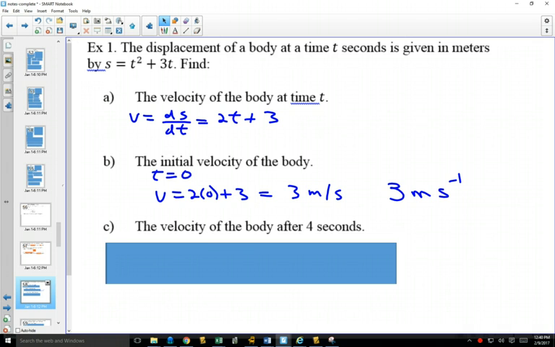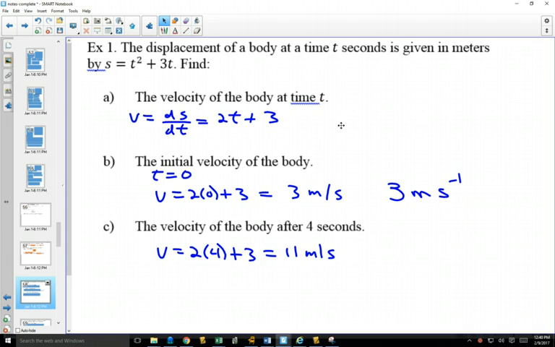And the velocity after 4 seconds, well, there I'm going 11 meters per second.